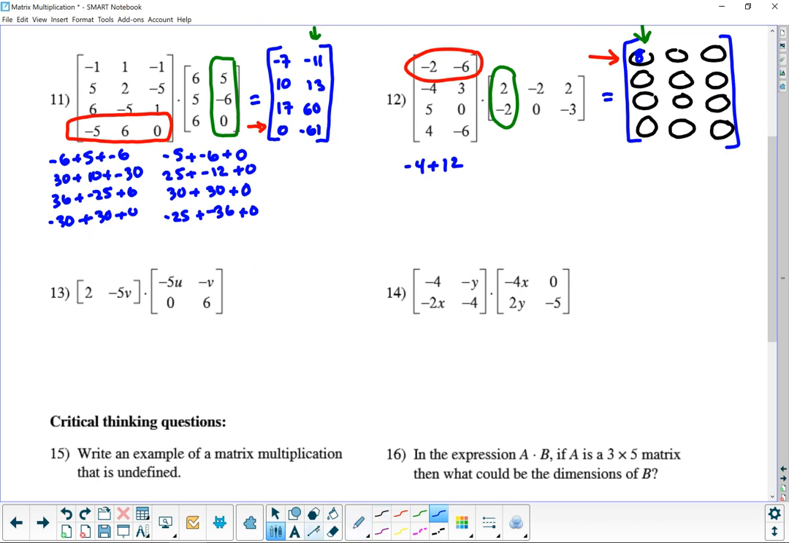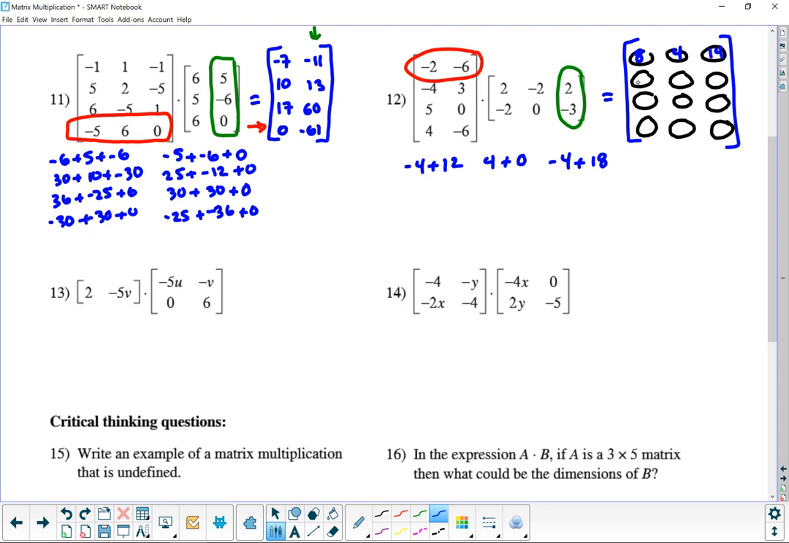Okay. Okay, and I'm just going to keep going. I'm just going to get rid of these arrows just so that it makes it a little faster for me. Okay, so next one, I'm just going to do the next entry over. So it's the same row, but I just move it over. So negative 2 and 2 is negative 4, plus negative 6 and 0 is 0. So the answer is just 4. Next one, negative 2 and 2 is negative 4, plus negative 6 and negative 3 is actually positive 18. So total is going to be 14.